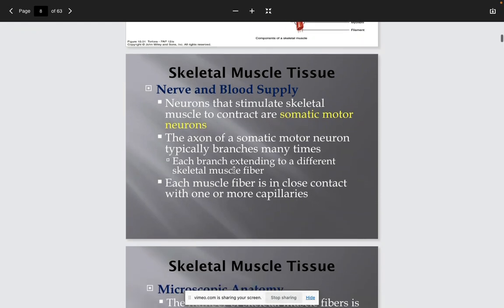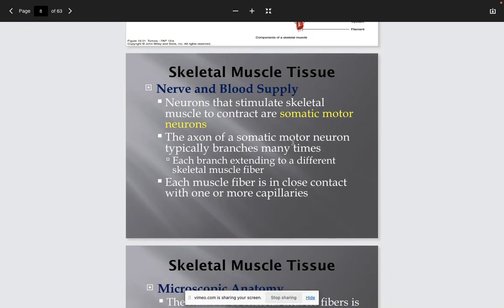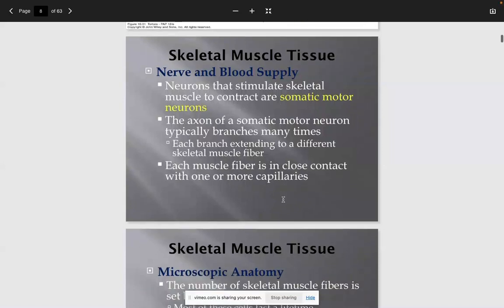So we say here the axons of somatic motor neurons typically branch many times. And if you remember, the axons are what sends the action potential down to the different units. Each muscle fiber is in close contact with one or more capillaries, and this is just important. We know that blood supply is needed in order for things to live, to bring oxygen and nutrients, in order for things to continue to function.